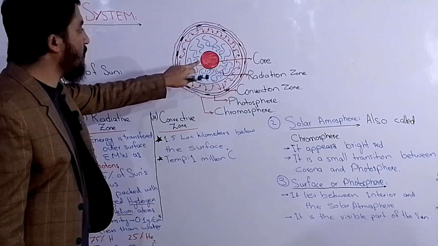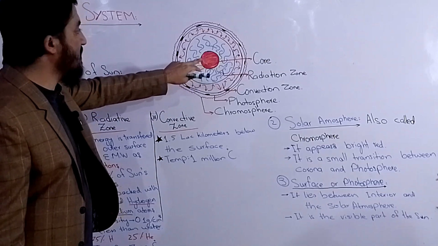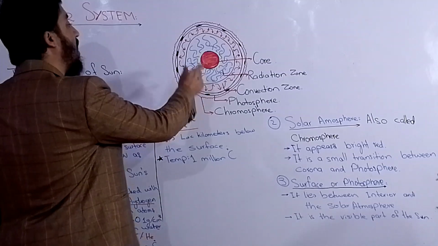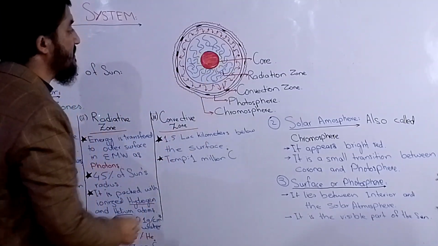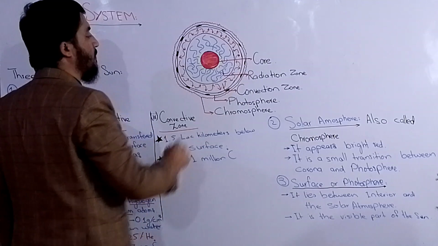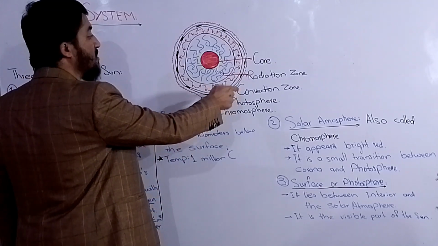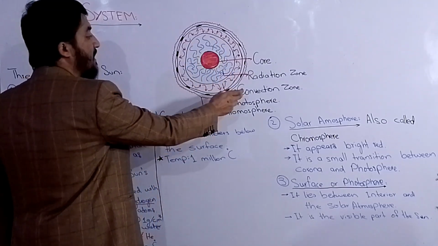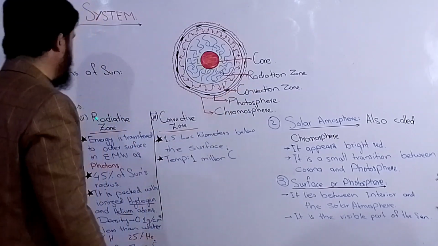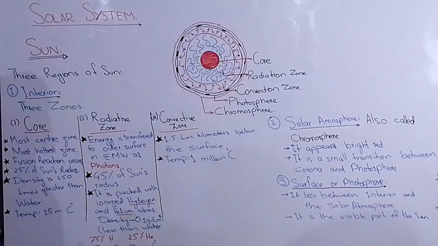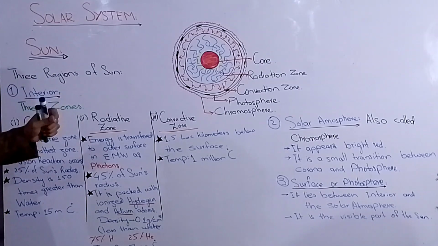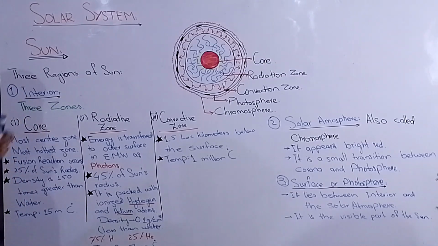You can see in this picture that the red one in between, which is the centermost region of the sun, is called the core. Then comes the radiative zone, and the third zone, which is part of the interior region, is called the convection zone. So what is the core? The core is the centermost region of the sun and the hottest part of the sun. There occur fusion reactions of hydrogen and helium gases in ionized forms. It occupies 25% of the sun's radius.